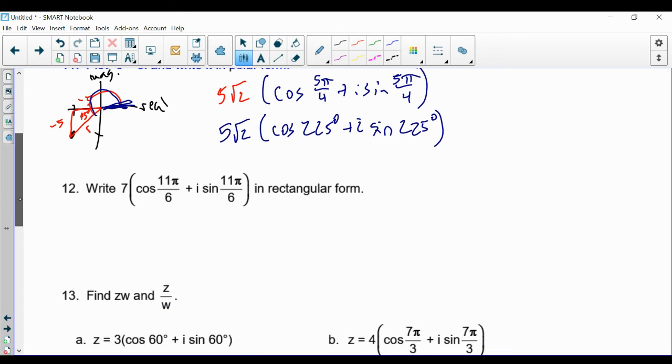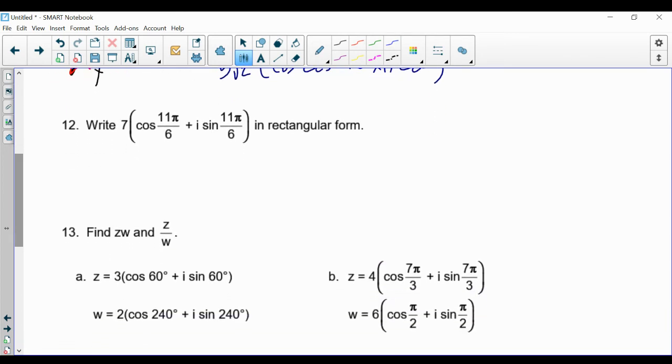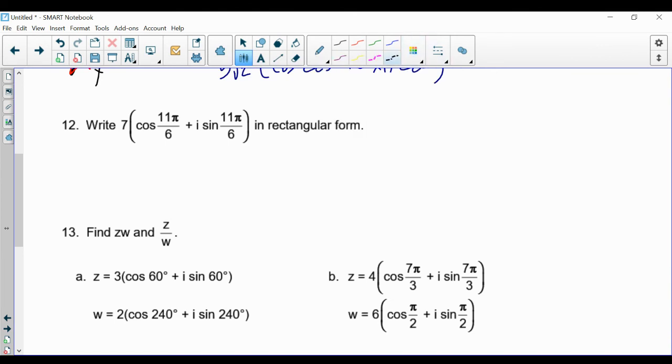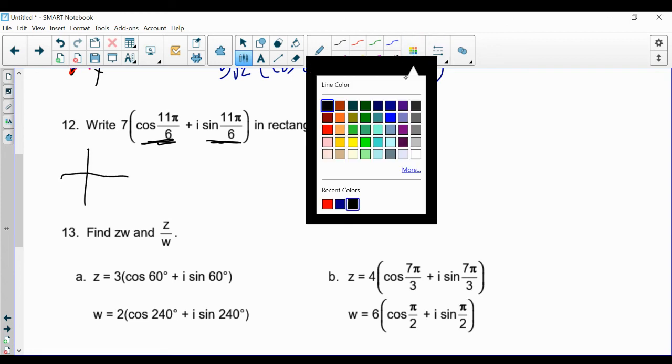All right, and then for number 12, we're going to do the other direction. So now we're in polar form for the complex number, but we want to go to rectangular. So we need to evaluate these two things. Well, nice thing is they're both the same angle, so we only have to draw one triangle.